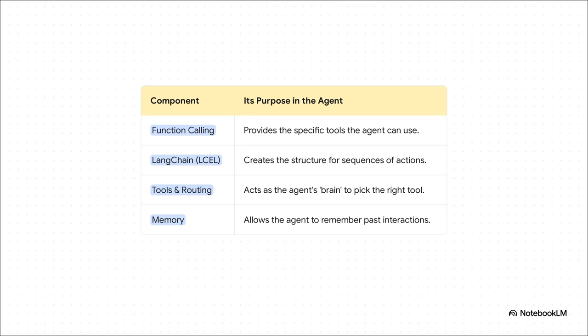So let's just break down how all those pieces build our final agent. The function calling, those are the specific tools the agent can use, its skills. LangChain's LCEL, that's the plumbing, the structure that lets it connect actions in a sequence. The tools and routing part, that's the agent's brain, the decision maker that picks the right tool for the job. And finally, you have memory, which lets the agent remember what you talked about 5 minutes ago. You really need all four of these things working together perfectly to build a truly intelligent agent.